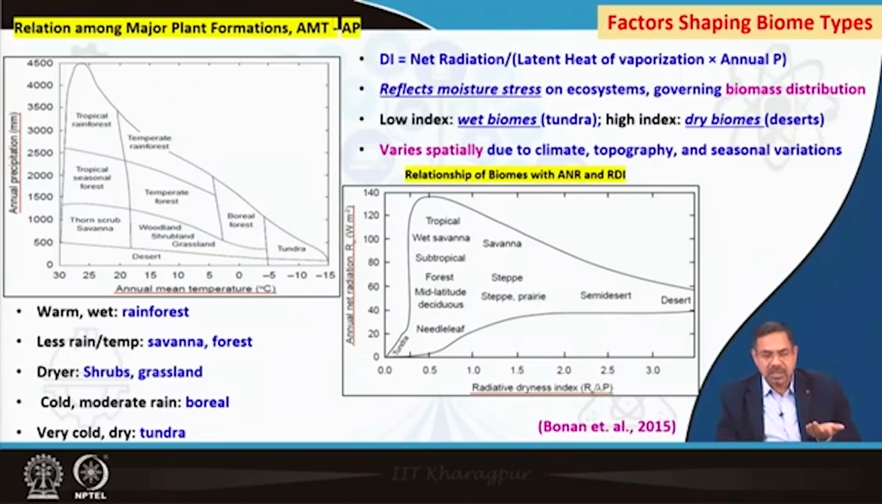So, on the y axis the annual net radiation in terms of watts per meter square is represented up to 140, whereas on the x axis the radiative dryness index is represented up to 3.5. You can see towards the right hand side the deserts and the semi-deserts appear, and on the left hand side all our major tropical forest systems appear. So, this is the relationship between the two variables, particularly as far as the radiation parameter is concerned.